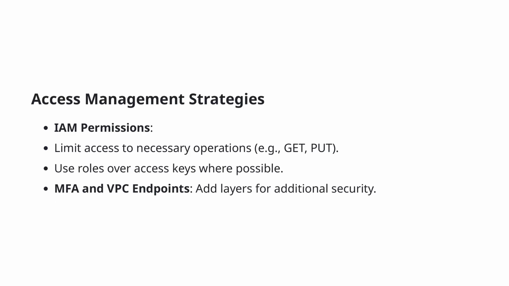In this slide, we are focusing on access management strategies within AWS. The first component is IAM permissions, which should be configured to limit access strictly to the operations necessary for your use case, such as GET or PUT actions. It's recommended to use roles instead of access keys where possible. This not only enhances security, but also simplifies the management of permissions. Additionally, incorporating multi-factor authentication, or MFA, adds an extra layer of security, ensuring that only authorized users can access sensitive data. Furthermore, leveraging VPC endpoints can enhance the security of your AWS environment by allowing you to privately access AWS services without using the public internet. These strategies collectively support a robust security framework, aiming to safeguard your resources in the cloud.